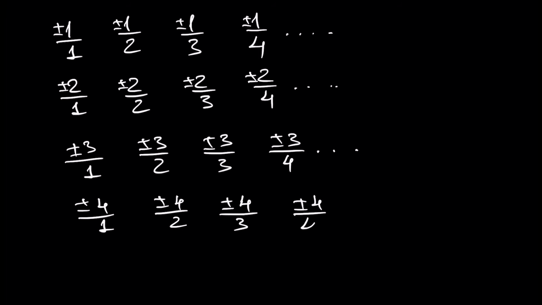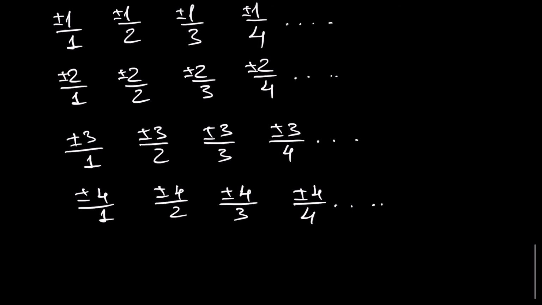Plus minus 4/4, and so on. We can continue this up until infinity, but we can write rational numbers in this way, and any rational number will be in this table.